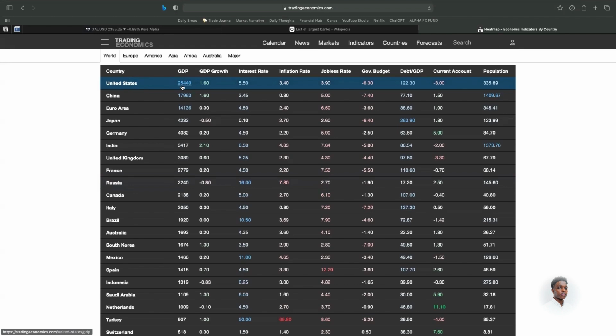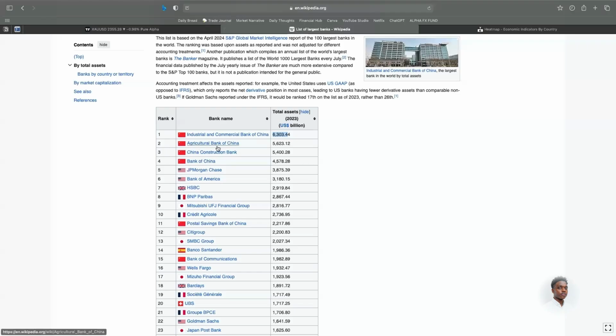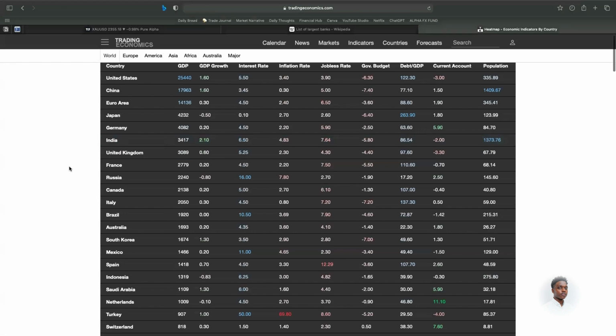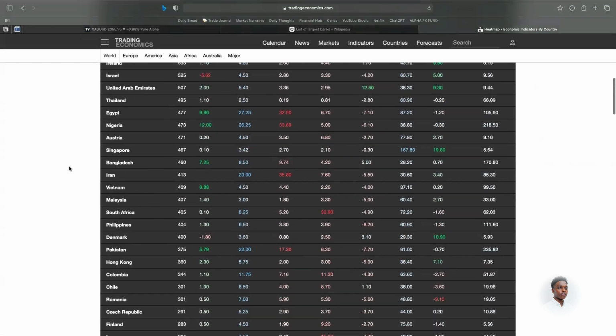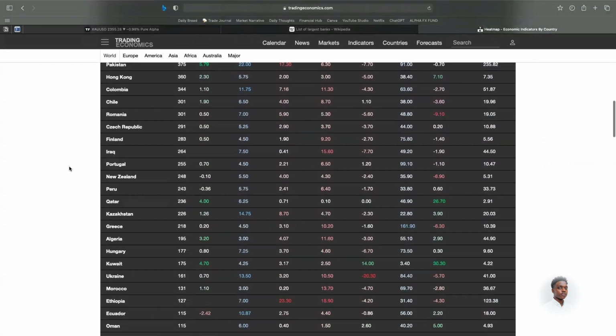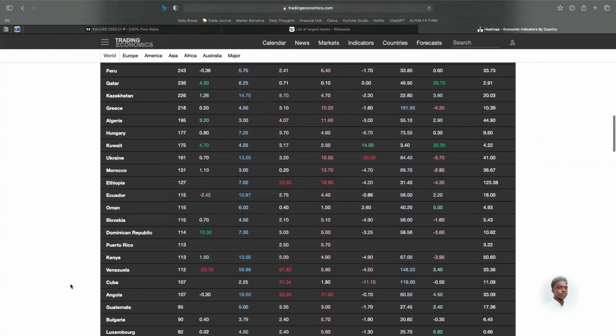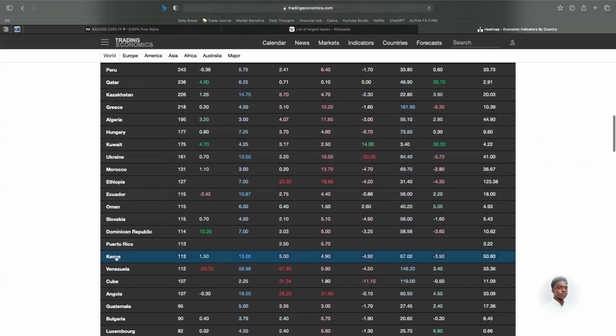Okay, $25 trillion. If you look at this number, the four biggest banks in China, they just combined have more than 20 trillion. So already you know how big they are. But anyway, I want to show you now. Let's look for Kenya. Okay. If you scroll down, we are somewhere here. Okay, so our GDP per year is 113,000. I mean, sorry, 113 billion.